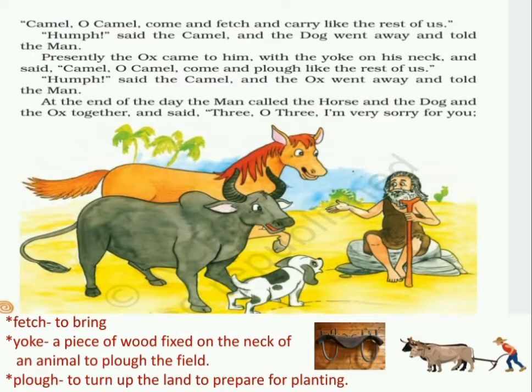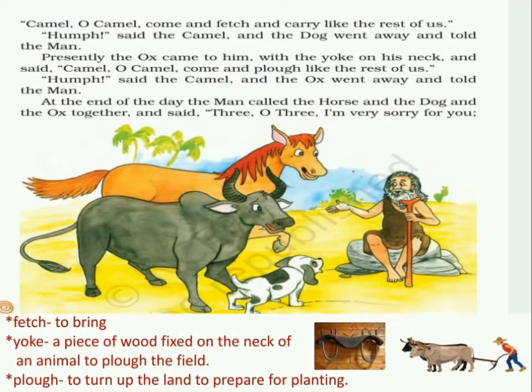Then what did it say? What did this ox ask the camel to do, children? Presently the ox came to him with the yoke on his neck and said, "Camel, oh camel, come and plough like the rest of us." So rest of us means everyone, we are ploughing the field. You also come and plough. So plough means to turn up the land to prepare for planting, right? So farmers, they plough the field before they sow the seeds.